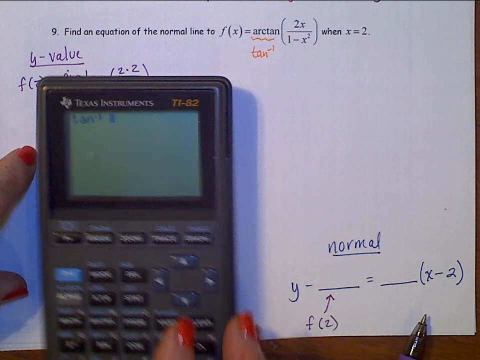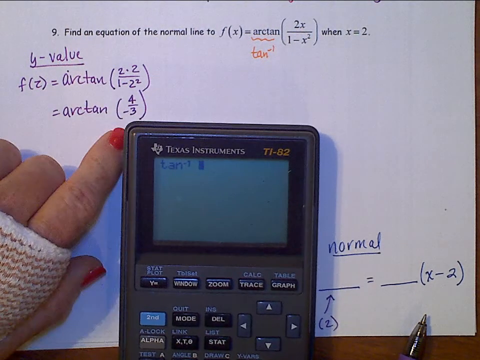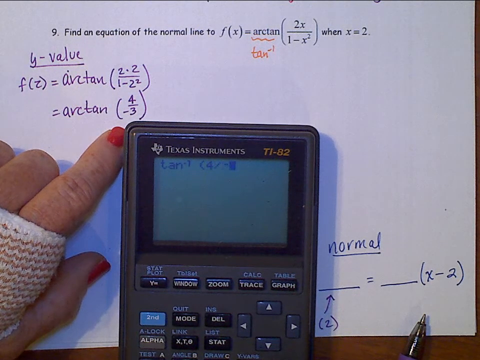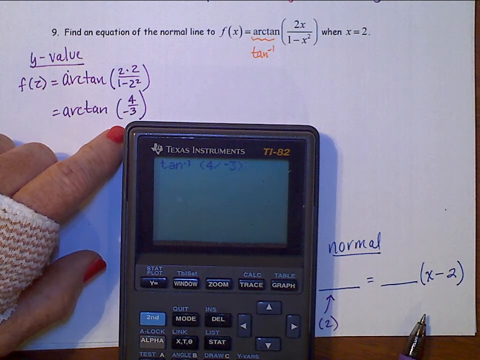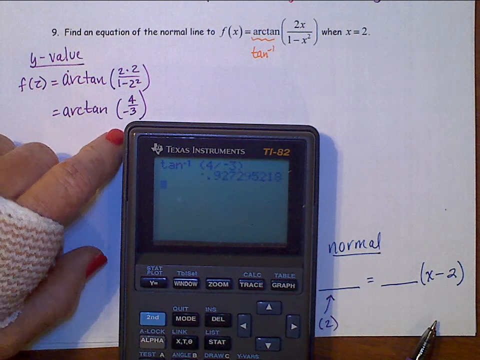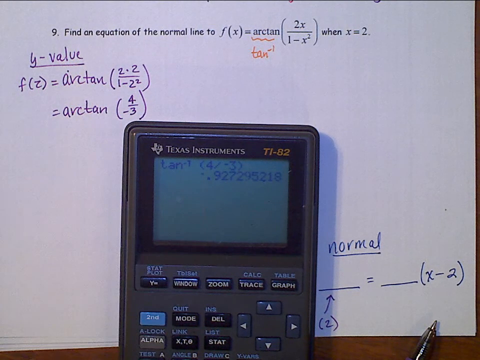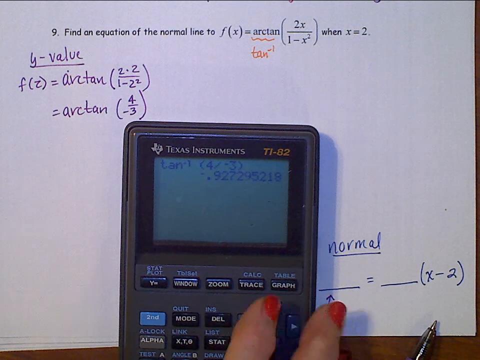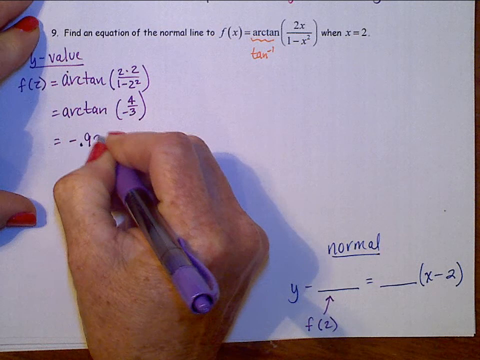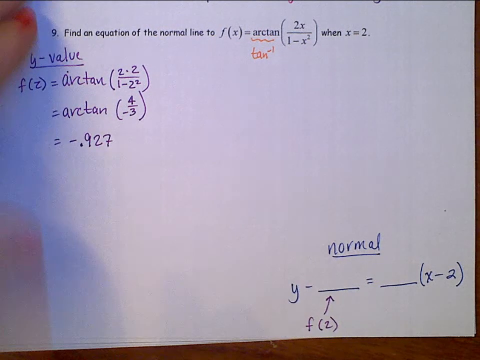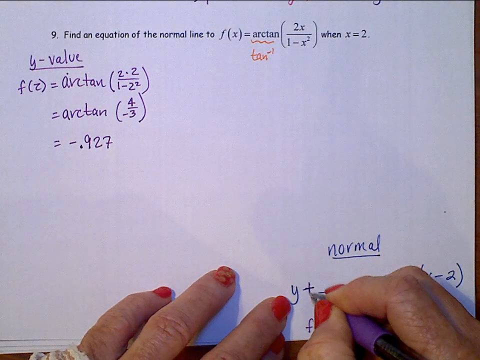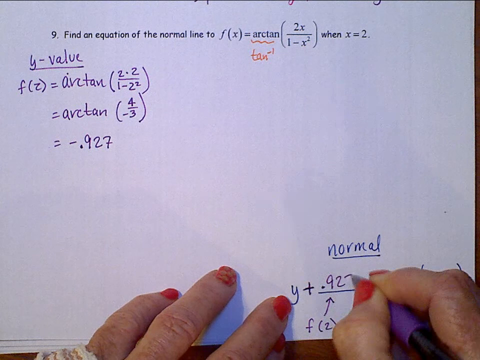I have an older calculator here, so I have to put the parentheses in. Yours should come up automatically. 4 divided by negative 3. This one also doesn't do fractions, so I have to put divided by. You guys will probably want to use the fraction button. And we get negative 0.927. There's that y value. So I'm going to take that right down here, and that's going to make this become plus 0.927.